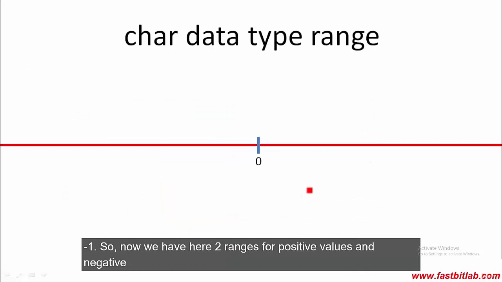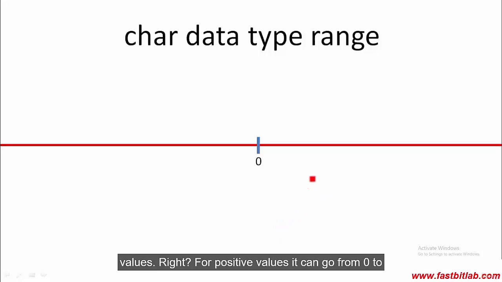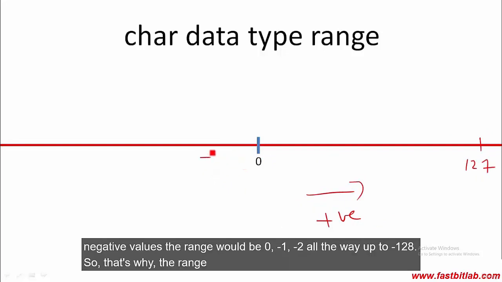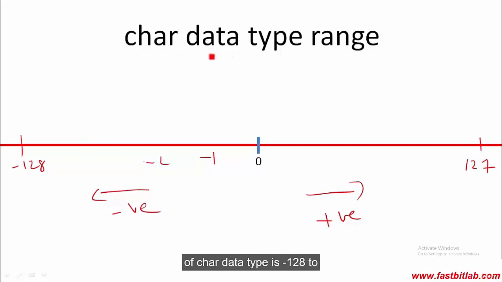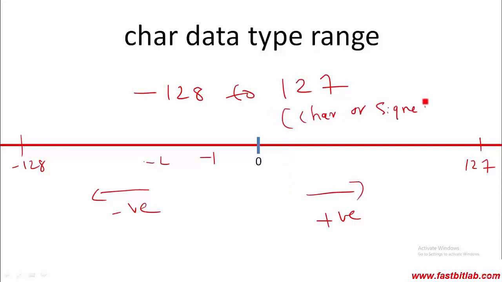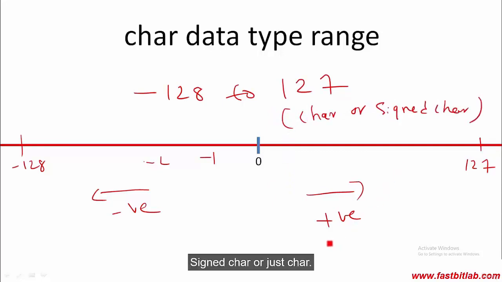So now we have here two ranges for positive values and negative values, right? For positive values, it can go from 0 to 127, right? For negative values, the range would be 0, minus 1, minus 2, all the way up to minus 128. So that's why the range of char data type is minus 128 to 127. So this is the range for signed char, or just char.